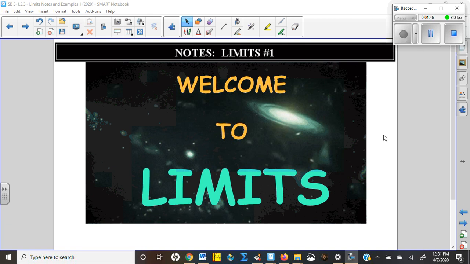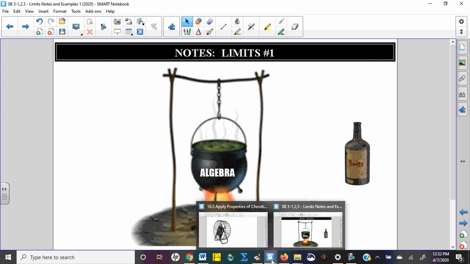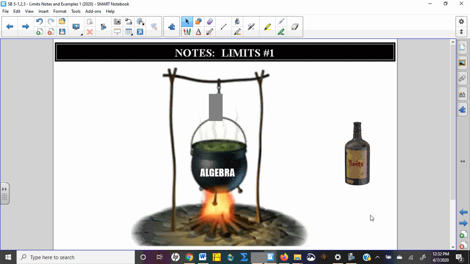So, welcome to Limits. I guess officially your first day of calculus. I think we could think of it that way. The way I like to think about limits is like this: you have your algebra, big old pot of boiling algebra. Probably got some geometry in there too. You know, all the math that you've learned. Probably some trigonometry sprinkled in. But that's what it is. It's just this pot of your basic math.